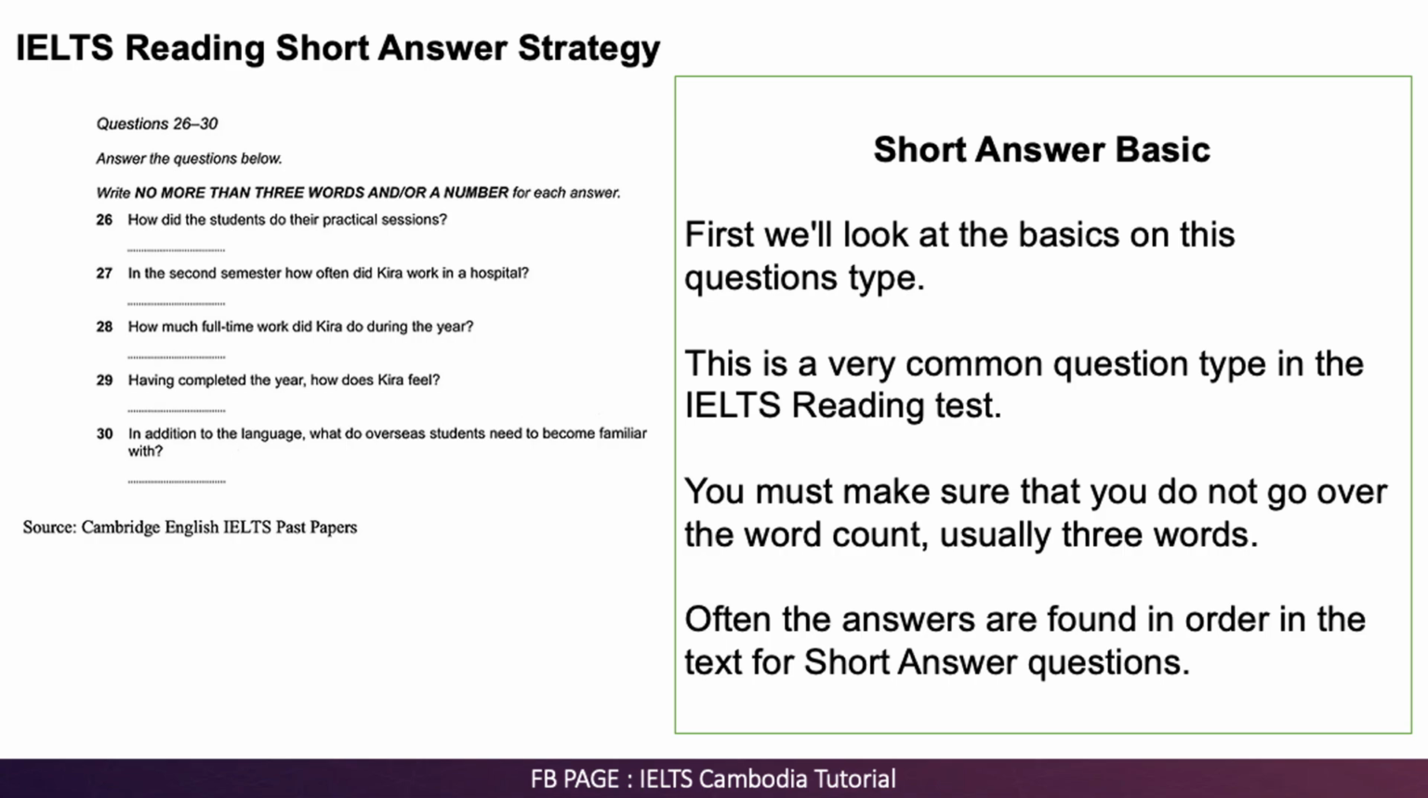The short answer question is quite a common question type in the IELTS reading test, and there's a pretty good chance that you might see it in your test too. You must make sure that you stay within the word count limit, which is given to you in the instructions. It will be a maximum of up to 3 words for your answer, which needs to be copied exactly from the text. Often the answers will be found in order in the text, so that means that the answer to question 1 will be followed in the text by 2, 3, 4 and whatever else.